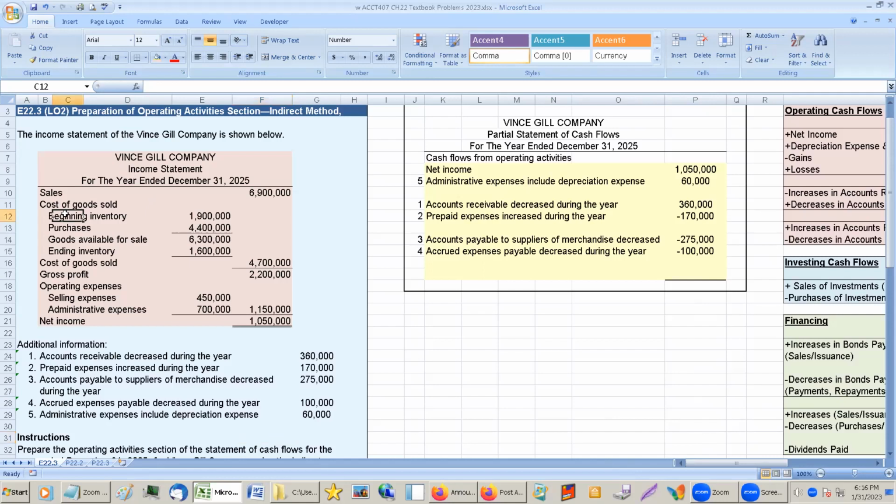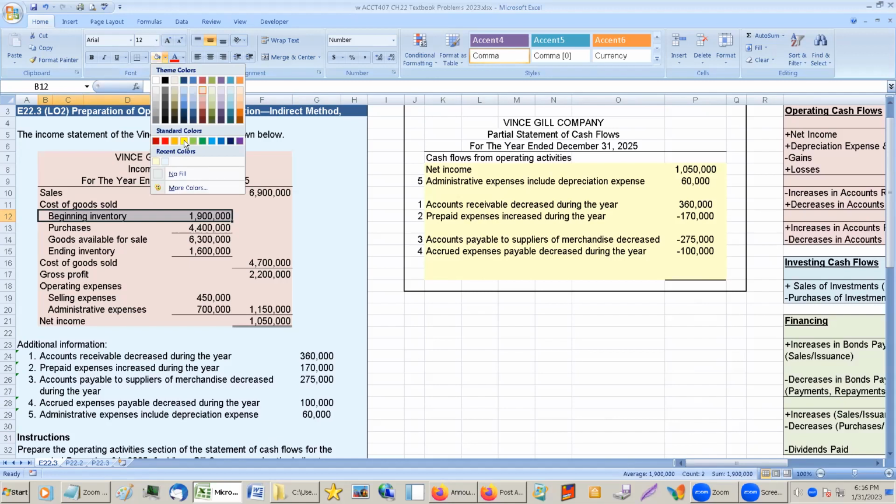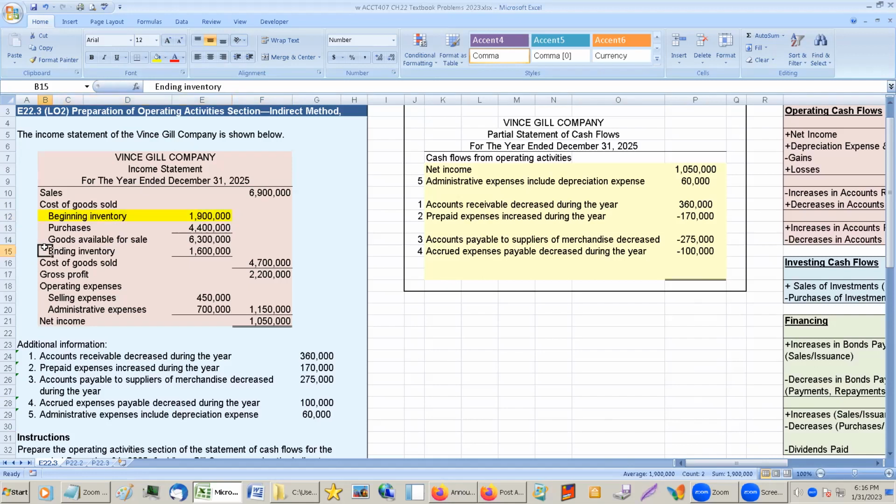Yeah, it is cost of goods sold. So in the cost of goods sold calculation, notice that we have beginning inventory and we have ending inventory. Now, what is that? The decrease.